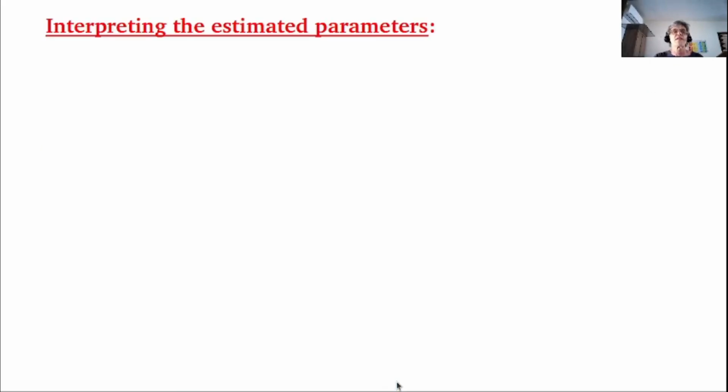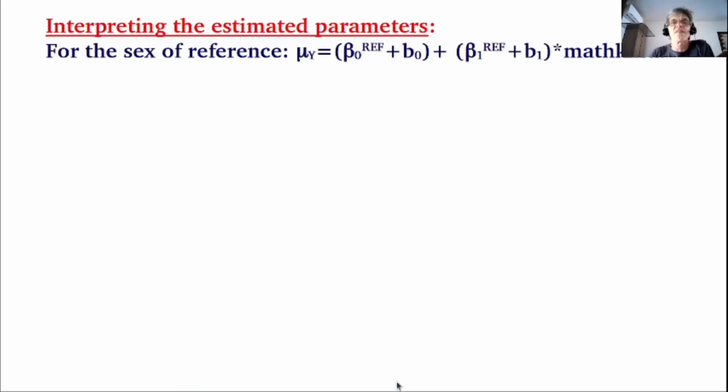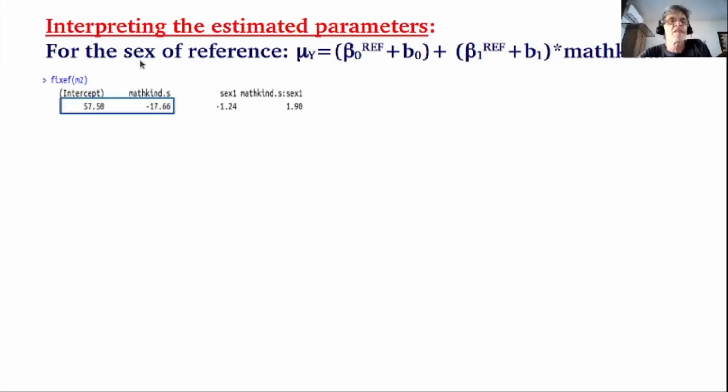Let's have a closer look at the estimated parameters. For the sex of reference, we might write the following equation, in which we have the population level effects in Greek letters for a given sex, and the group level effects or random effects for each school, B0 and B1. So these are the parameters of the fixed effects. Let's focus just on the sex of reference. For the sex of reference, we found an intercept of 57.5 and a slope of minus 17.66.